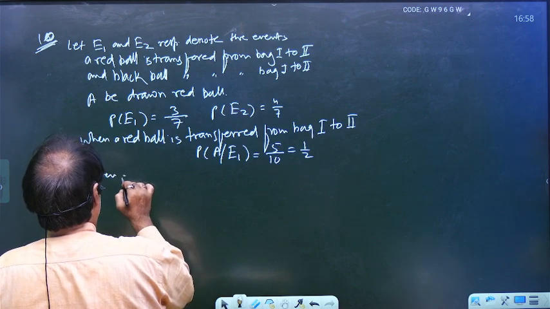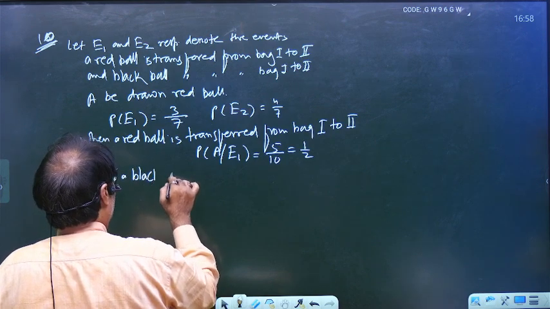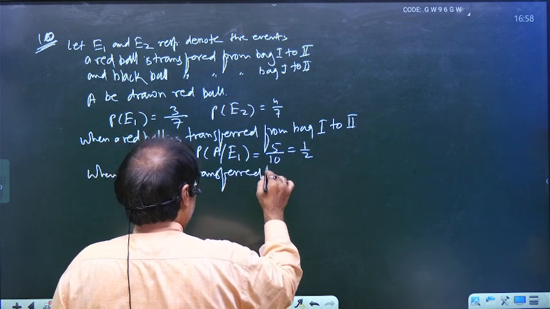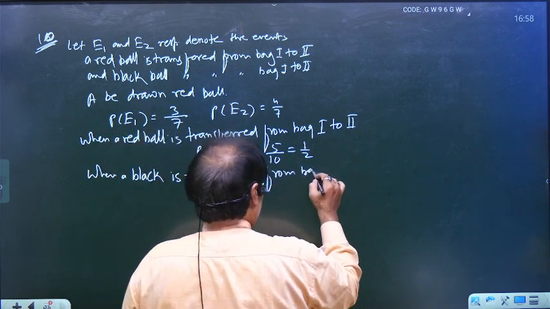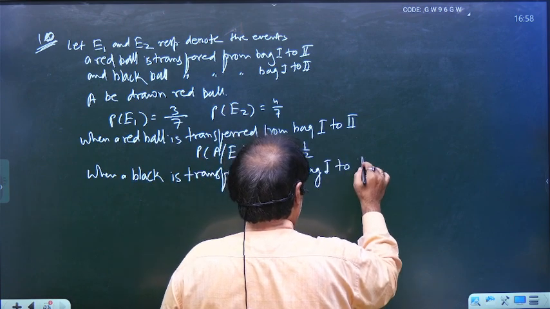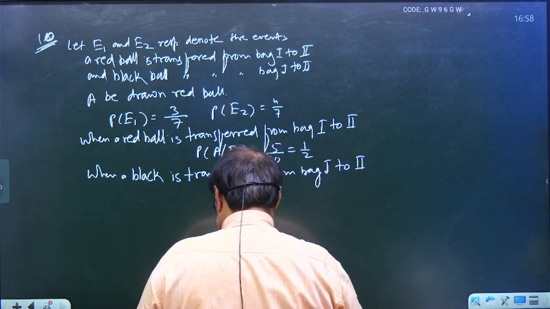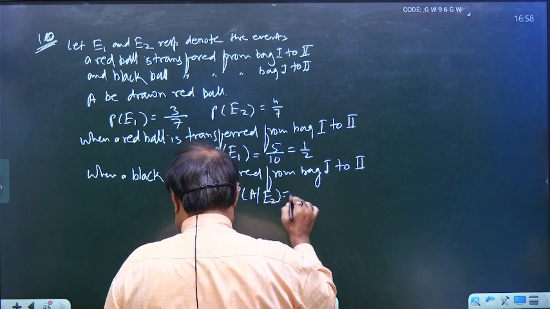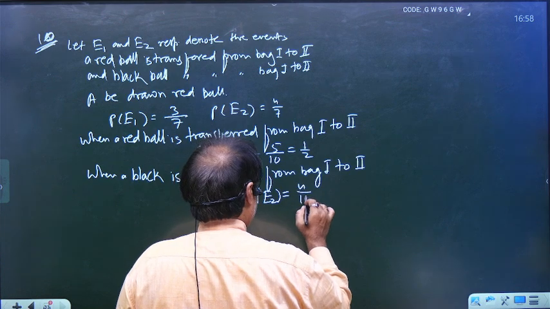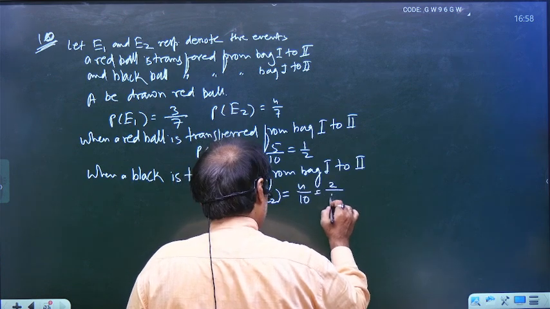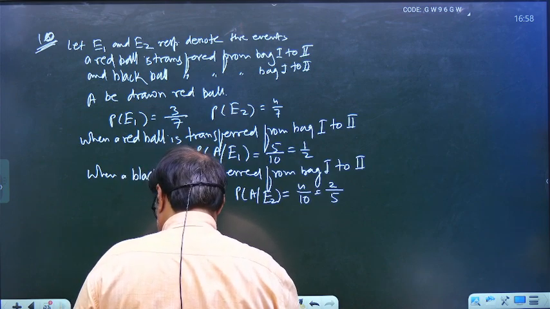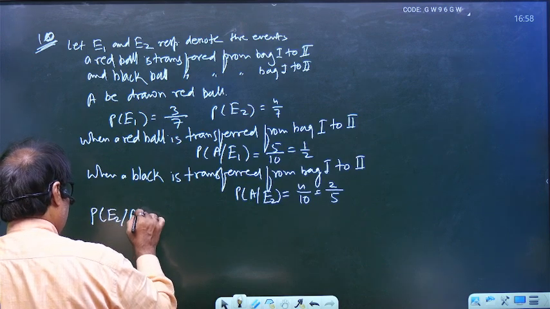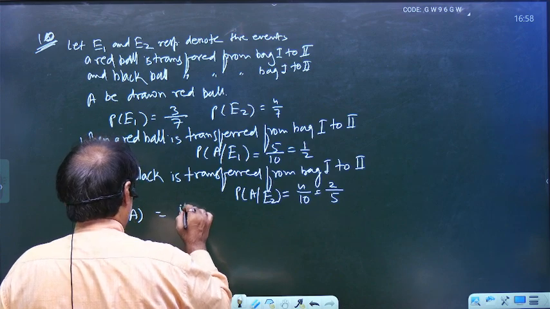And when a black ball is transferred from bag 1 to 2, then probability of A by E2 will be equal to 4 by 10, that is 2 upon 5. And now we have to find probability of E2 by A. So apply the Bayes theorem.